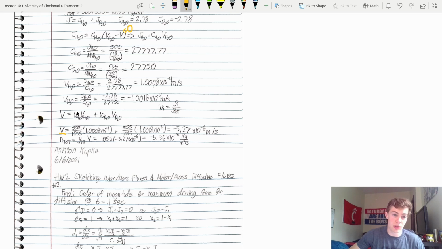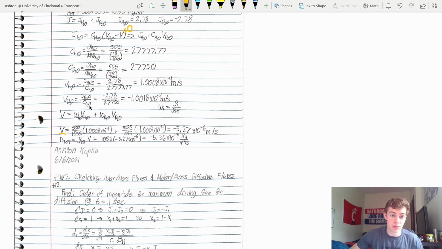Looking at our total velocity, we know that it is going to be equal to our mass fraction of H2O multiplied by our velocity of H2O plus our mass fraction of D2O multiplied by our velocity of D2O. And we know that our mass fraction of some component is going to be our mass concentration of said component over our total mass concentration.